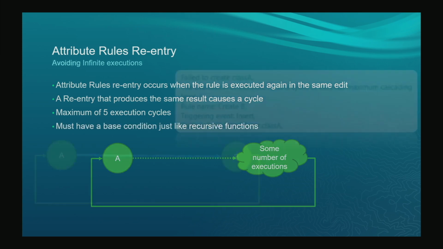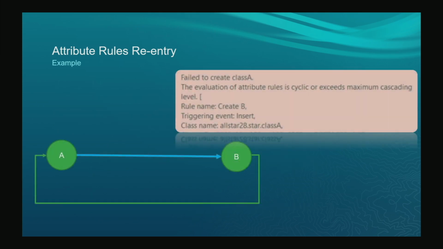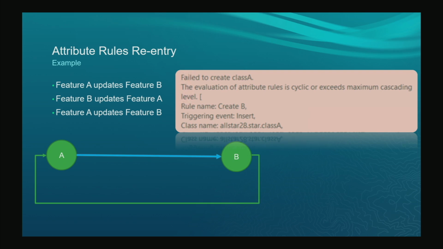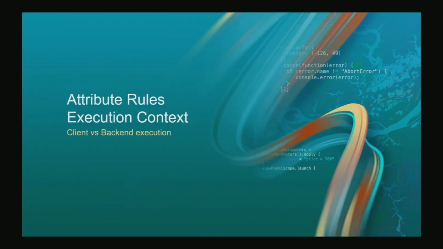And the error is, you'll see this error. It's called the evaluation of attribute rule is cyclic or exceeds maximum cascading level. So yeah, something to watch out for. In this case, feature A updates feature B, but B comes back and updates A, and feature A updates B again. And that's basically it.